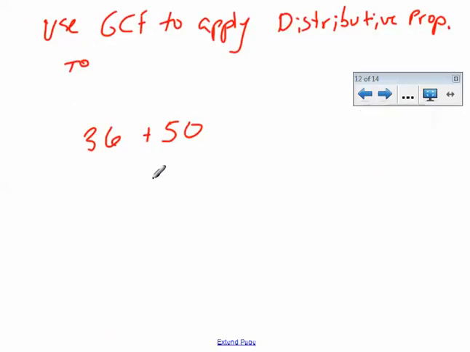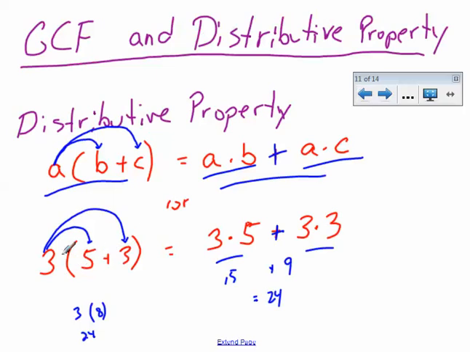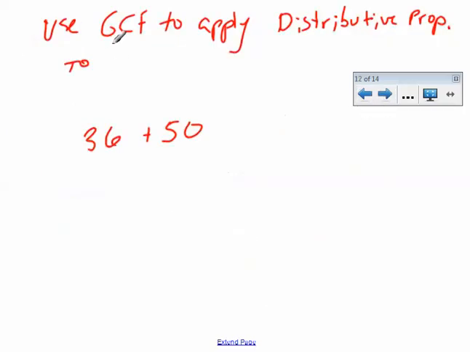So let's try this with something like 36 plus 50. Well, wait a second. This doesn't look like back here, does it? I'm missing some stuff. Well, that's where the GCF comes into play. I'm going to use the GCF to pull out a number and make it look like the other. So I need to find the greatest common factor of 36 and 50.